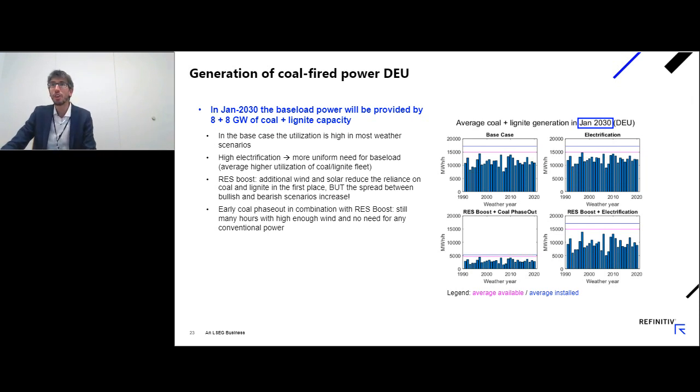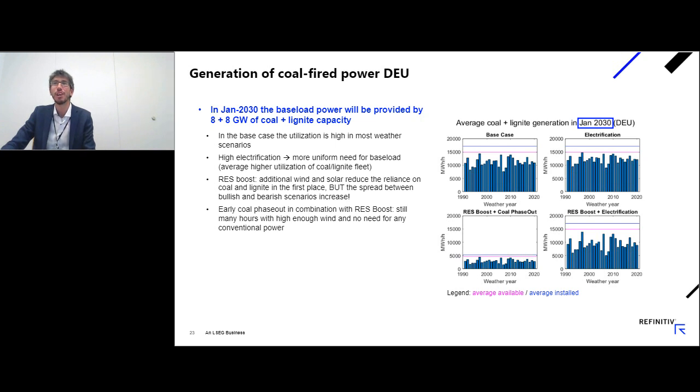And in the electrification only scenario, you will see a more uniform distribution. Okay, so a higher need for base load. And on the opposite side, when you add the renewables, you see a more dispersed view. So here the difference between the bullish years and the bearish years increases a lot versus the base case. But still, what you immediately see is that in the most bullish years, you will still need to utilize almost in full the existing base load capacity for some of these bullish years.